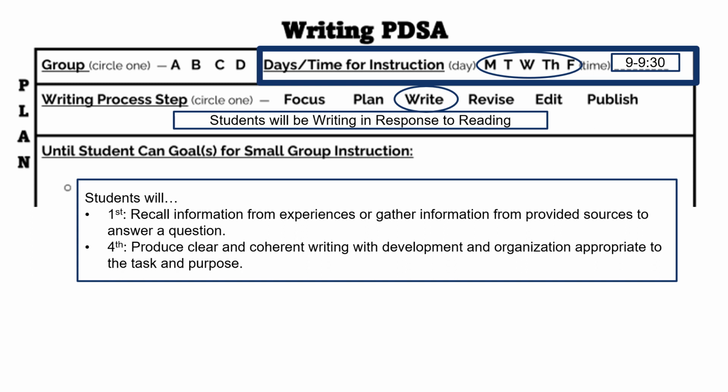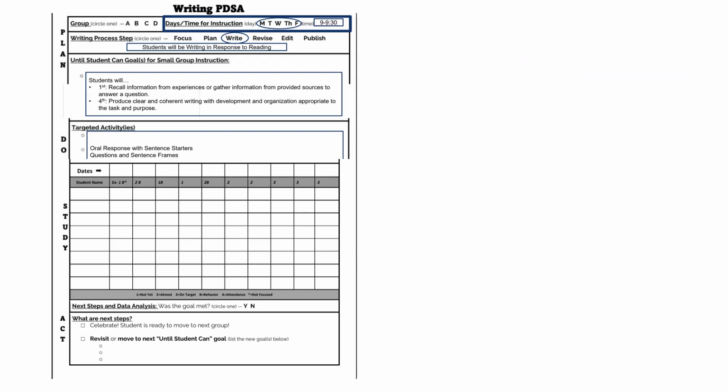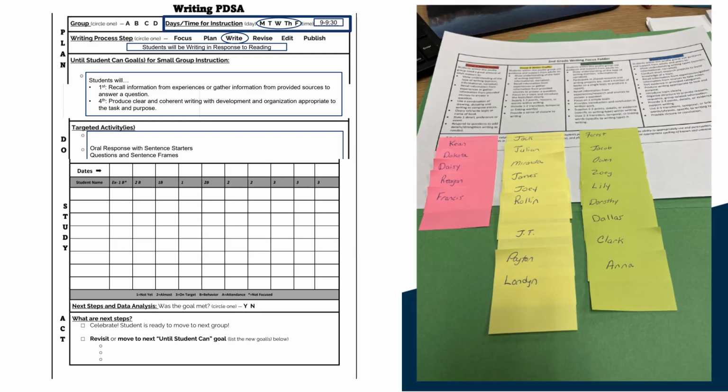I've used the goals in Group C so that we're aiming for grade level standards and whole group instruction. Last, I've chosen some targeted activities that will support students in meeting grade level goals: oral response with sentence starters and questions in sentence frames. Now I would be ready to teach my lessons with the writing in response to reading targeted activities. As you teach, choose students to monitor on the PDSA.